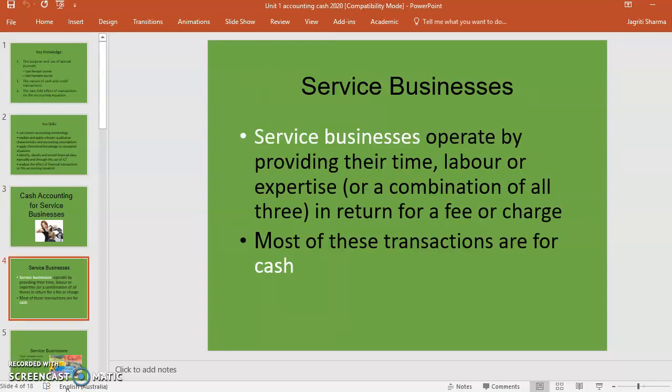Now service businesses operate by providing their time, labor, or expertise, or a combination of all three, in return for a fee or charge. Most of these transactions are for cash. For example, hair salon, beauty parlor, massage parlor, nails parlor. These are some kinds of small service businesses that provide service for a fee. Most of these transactions are in cash, so they can record their transactions in cash receipts and cash payments journal.